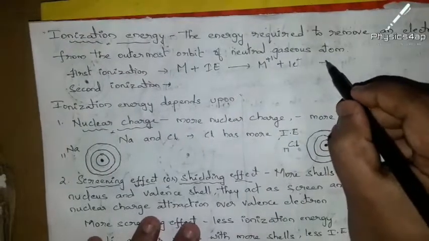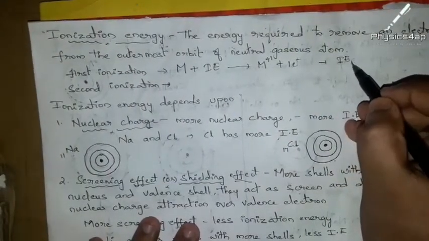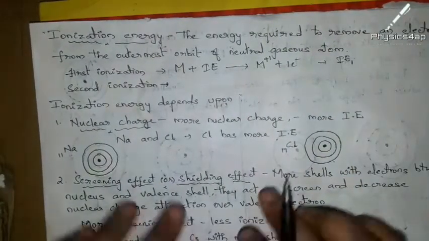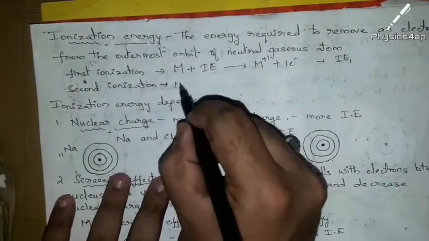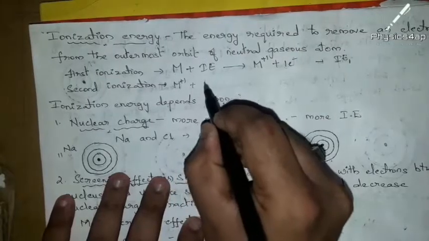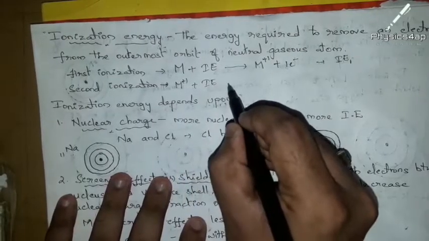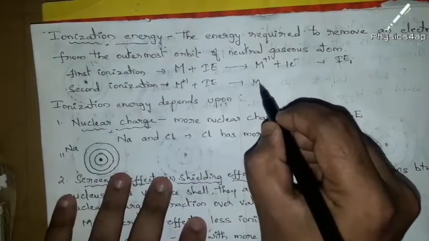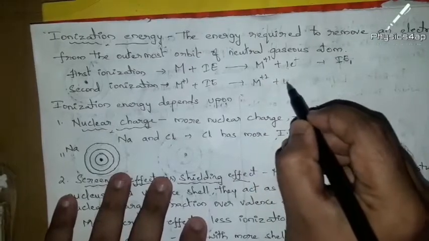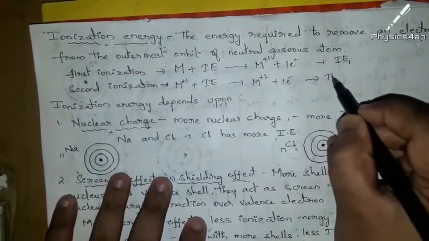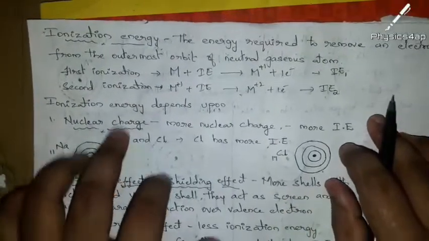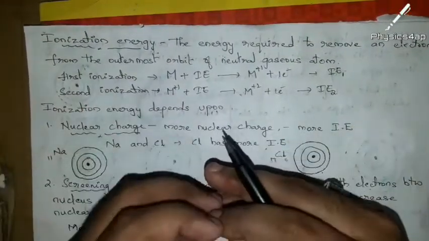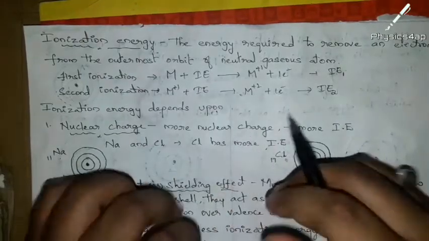And the second ionization energy is the same: M+ plus ionization energy gives M2+ plus 1 electron, which is called the second ionization energy. So ionization energy is the energy required to remove an electron in the outermost orbit of a neutral gaseous atom.